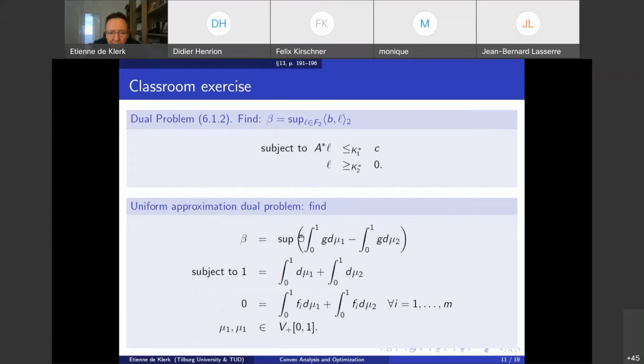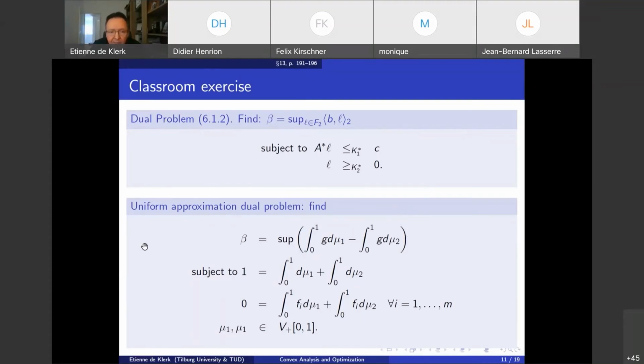But you see, what we are doing is we are maximizing the integral of g with respect to the measure mu1 minus the integral of g with respect to the measure mu2, and then the sum of the two measures equals 1, the measure of the function 1. And then we have these conditions that for each i, the sum of these two integrals has to be 0. So obviously, this is clearly recognizable as a generalized problem of moments, on the moment side.